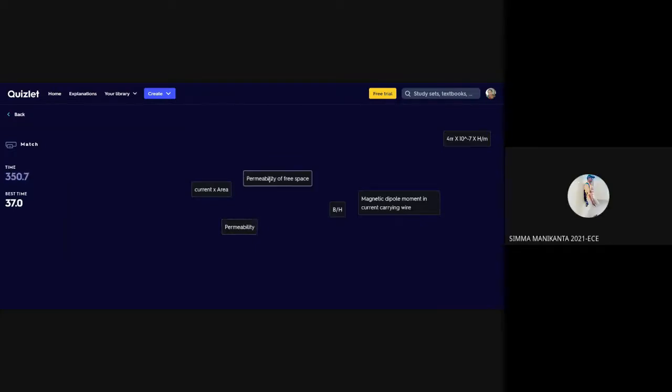Permeability of free space, ma'am. Yes, permeability of free space. Where to match this one? 3 into 10 to the power of 7. That's one, ma'am. Very good. Who's this? Manikanta, ma'am. Very good. Let us match. Expecting green. Yes, it vanished. Now only two.